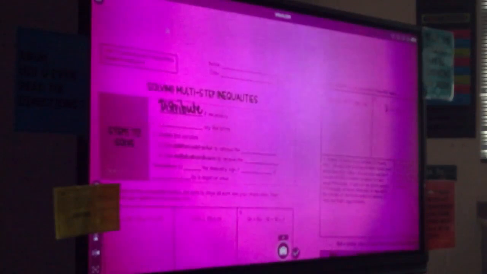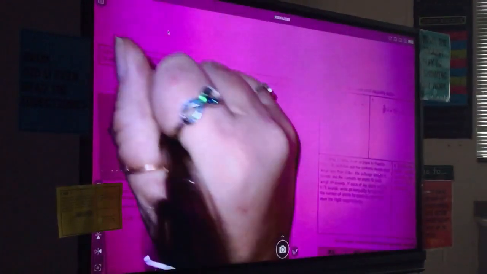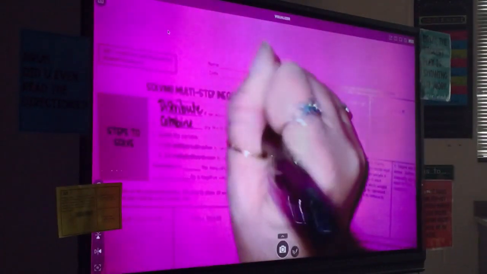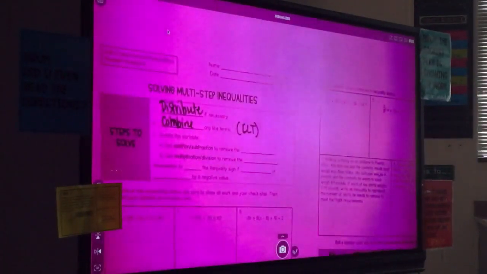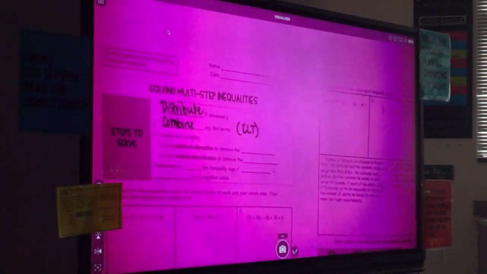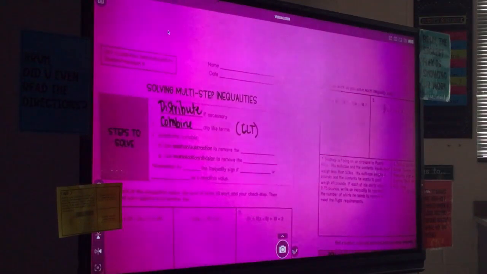All right, step number two, what do we need to try to do? Kira? Combine like terms. All right, then we are always trying to isolate the variable, which means get it on one side or the other. So when you're doing that, you're going to add, subtract to remove the what?